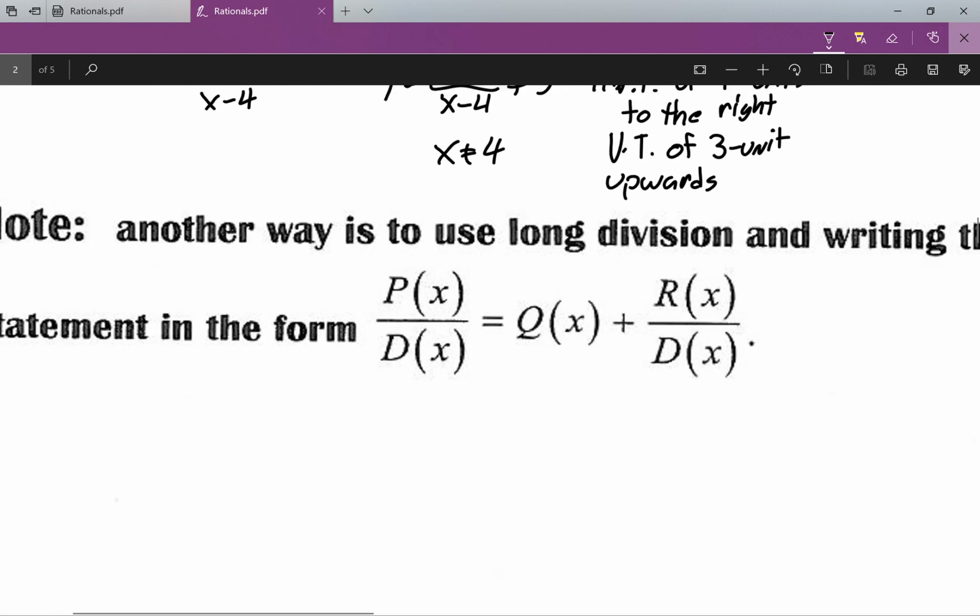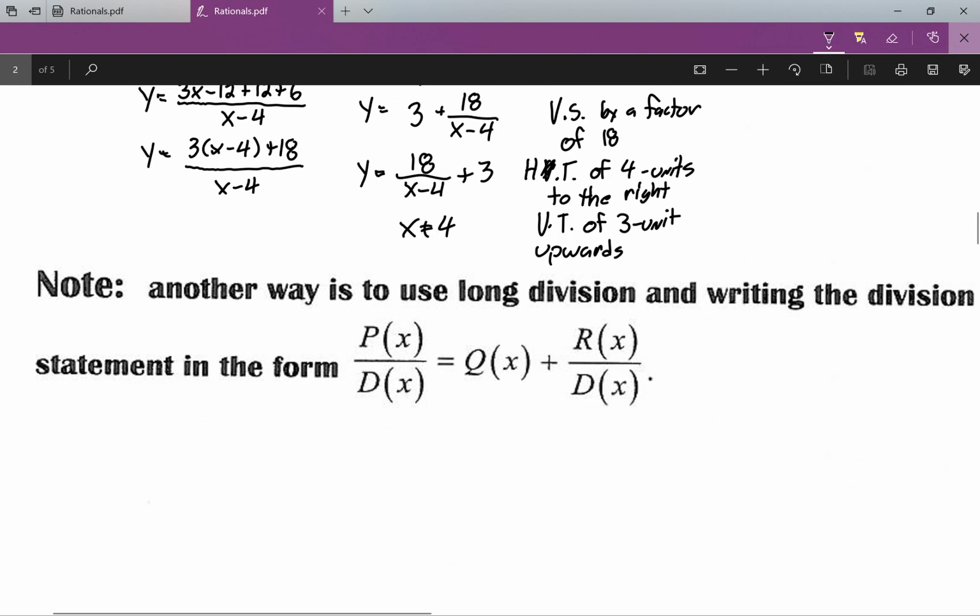Now, another way that we could do this is using long division and writing the division statement in the form p of x over d of x equals q of x, the quotient, plus r of x, the remainder, all over the divisor of x. We're not going to do it that way though, because it does tend to be a bit lengthier and it's a bit easier to do it in the algebraic form.